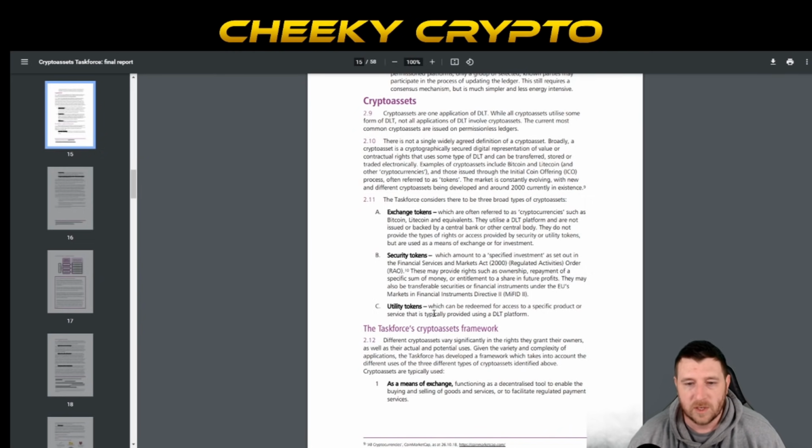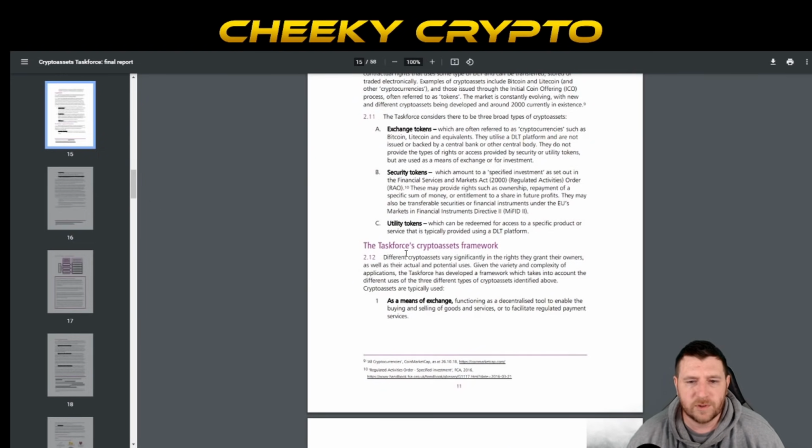Utility tokens, which can be redeemed for access to a specific product or service that is typically provided using the DLT platform. So a good example of a utility token would be something like COMMN. Yeah, because you are buying the token, you're depositing it on the website for access to a service or a platform, right? That is a utility token. That is not a security token. So hopefully that helps.